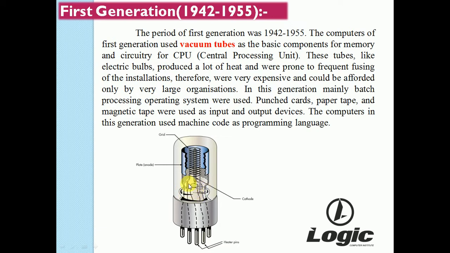In this generation, mainly batch processing operating systems were used. Punch cards, paper tape, and magnetic tape were used as input and output devices. The computers in this generation used machine code as programming language. This is the vacuum tube.